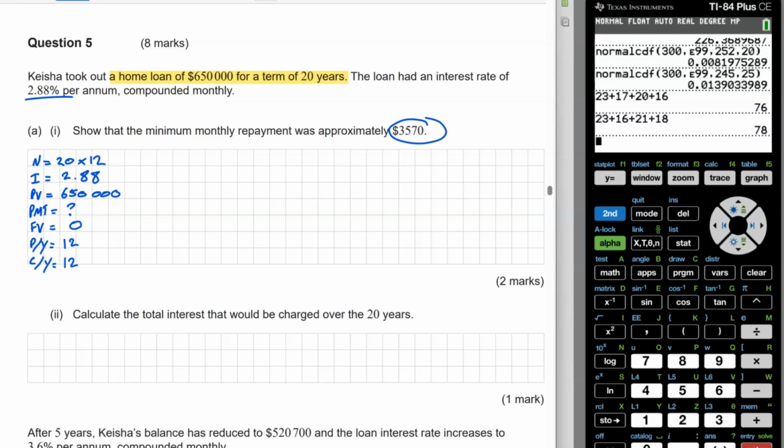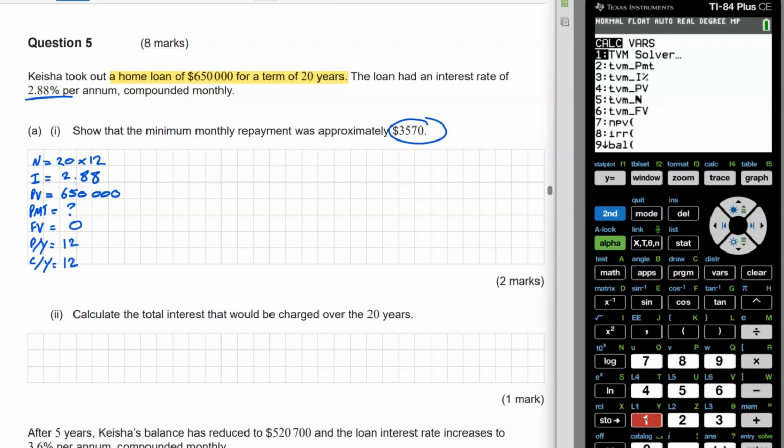So going to our calculator to enter that, we're going to go into apps. We've got our finance, which is number 1, and that TVM solver also number 1. It's going to be 20 times 12. Up here, it's the 2.88%, 650,000 is the amount of the loan. We're going to solve for our payment, so we can 0 that off. The future value will be 0, and then we're compounding monthly, so PY and CY is 12. Go back up with our cursor over payment, and we're going to alpha solve that.